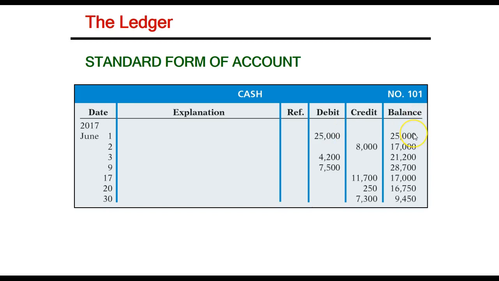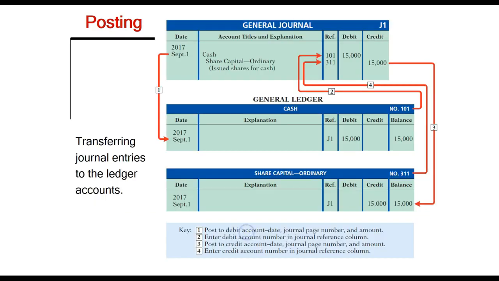So our balance is $25,000. On June 2nd, there was a credit, so it reduces our balance. So you see we're keeping an ongoing balance here. The accounts in the ledger give you the current balance of each account that you're using in your accounting records. Now we transfer it from the general journal to the ledger.